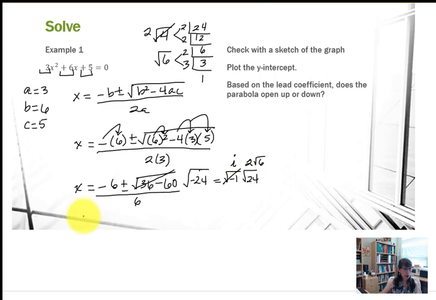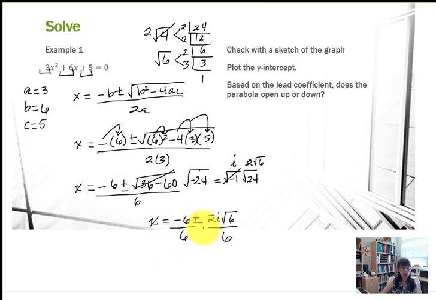When we simplify the problem now, x is going to equal negative 6 plus or minus 2i square roots of 6, all divided by 6. So I'm going to separate each of these terms, so that will allow us to put this in the proper a plus bi form.